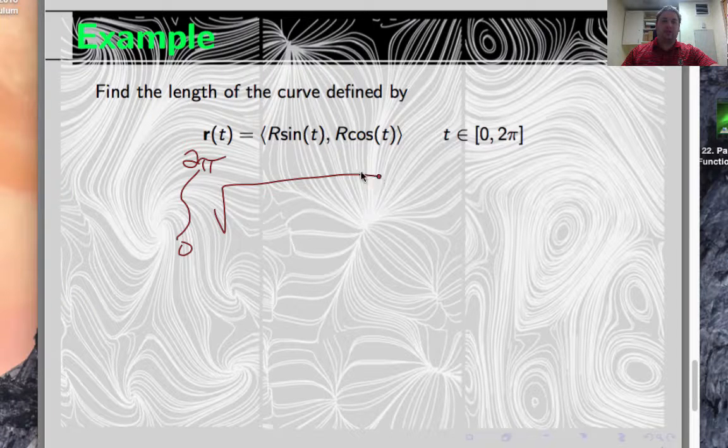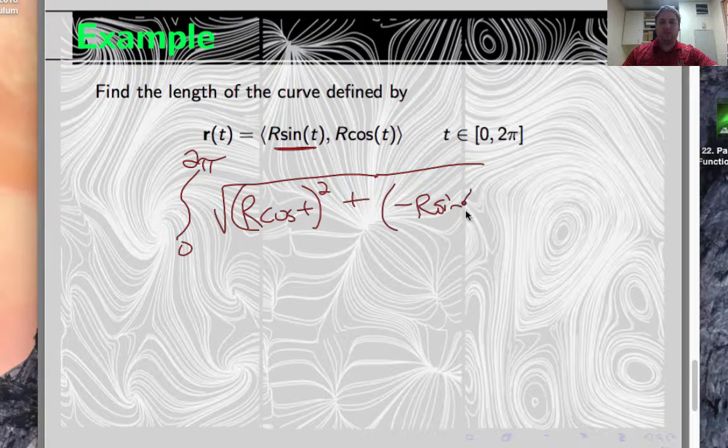The function I'm going to integrate is the square root of the derivative of the x component squared. What's the derivative of r sine of t? R, by the way, is just a constant. R is some number here. It's going to be r cosine of t, squared. Plus, what's the derivative of r cosine of t? It's negative r sine of t, and I'm going to square that as well. dt. Okay, does that make sense?